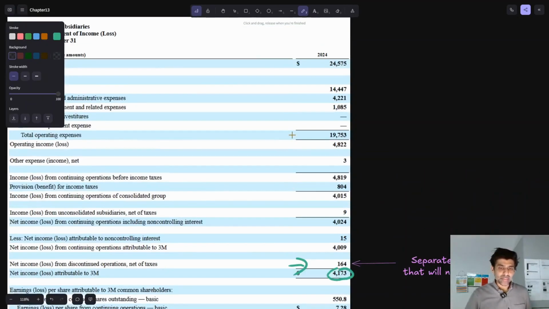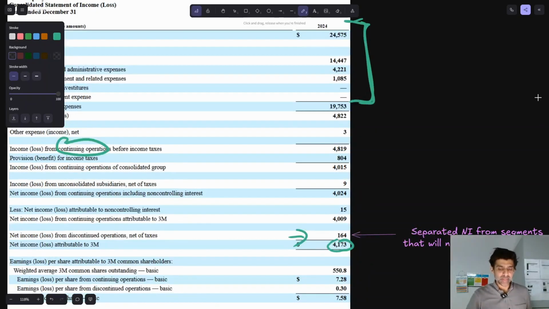Now, the rest of this you can use in your analysis because it's from the continuing operations. All these numbers are from just the part of the business that will be moving forward. Okay, so it's set up in a way to make your analysis as a financial statement reader a little easier.